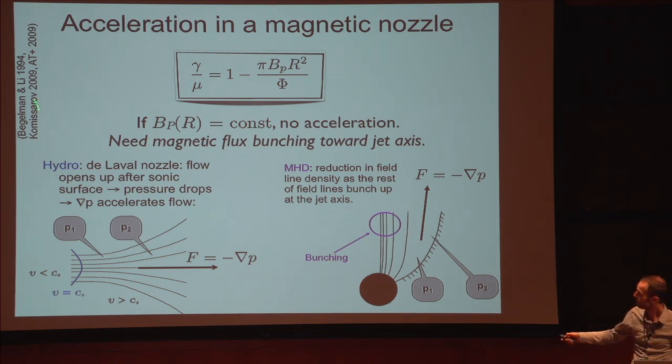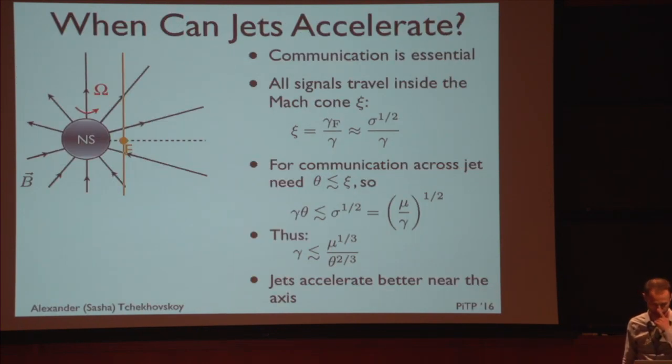That's called a magnetic nozzle. It was envisioned by Begelman and Li in 1994. And then a couple of Russians, Sergei Komissarov and I, independently arrived at that in a numerical simulation. So this is really cool. We now actually see how jets can accelerate. And they do so quite well if they are collimated. So let's try and understand when actually can they accelerate, and what is required for that?